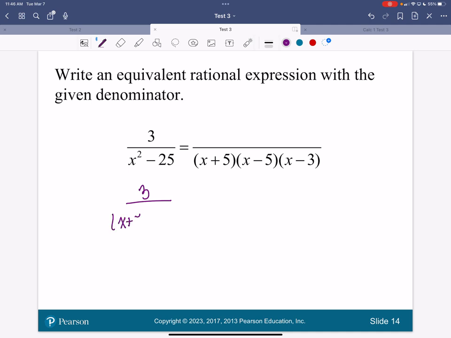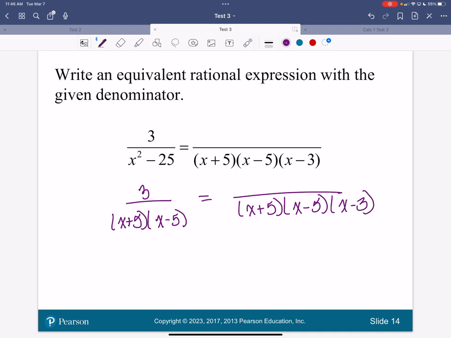Good. It's a difference of perfect squares. So x plus 5, x minus 5. Okay? Now, what is my denominator missing? X minus 3. Okay? That's what I don't have. I don't have this x minus 3. So if I multiply my denominator times x minus 3, what do I have to do in my numerator?